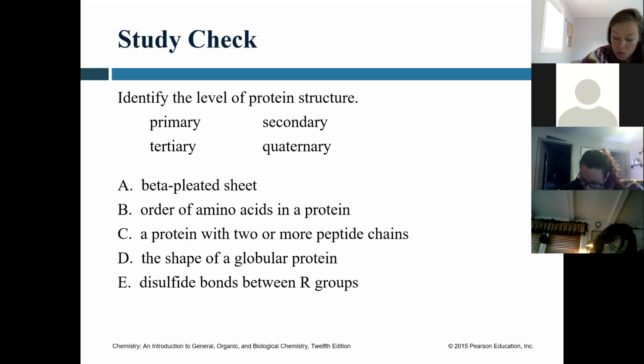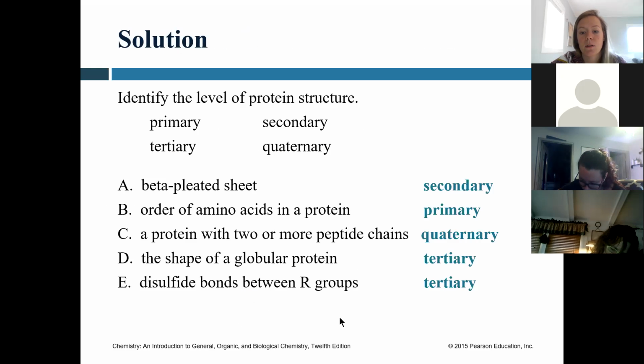C, a protein with two or more peptide chains. So anytime you have two different peptide chains clumped together in a box, that is a quaternary structure, or your fourth. D, the shape of a globular protein. What determines this shape would be a tertiary structure. So how is it folded in on itself? And then E, disulfide bonds between R groups. This is something that we would see in a tertiary structure. We could also see that in a quaternary structure, but really that's more tertiary.